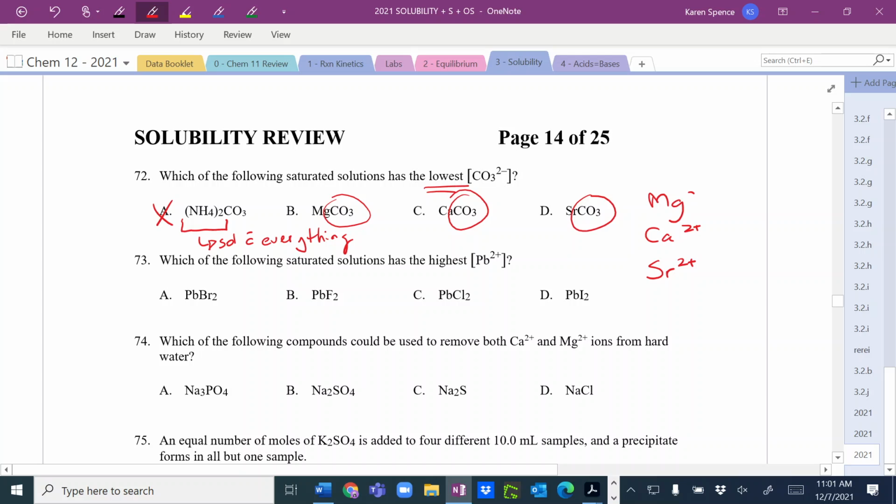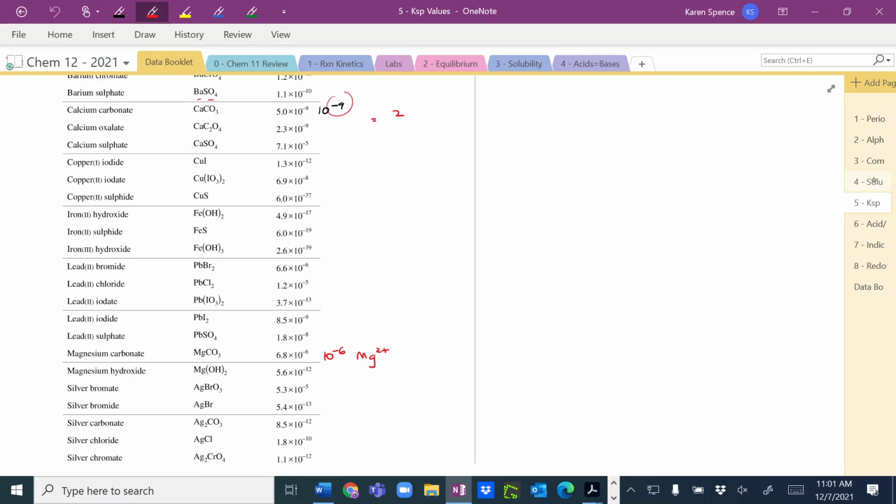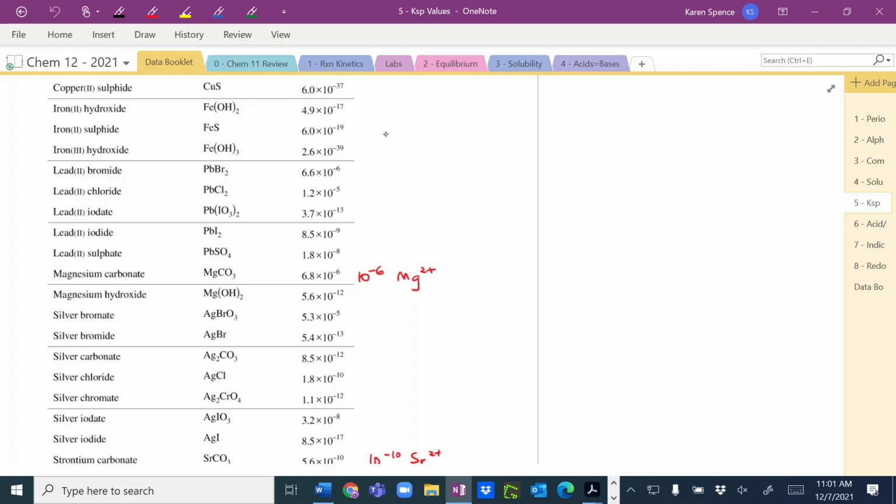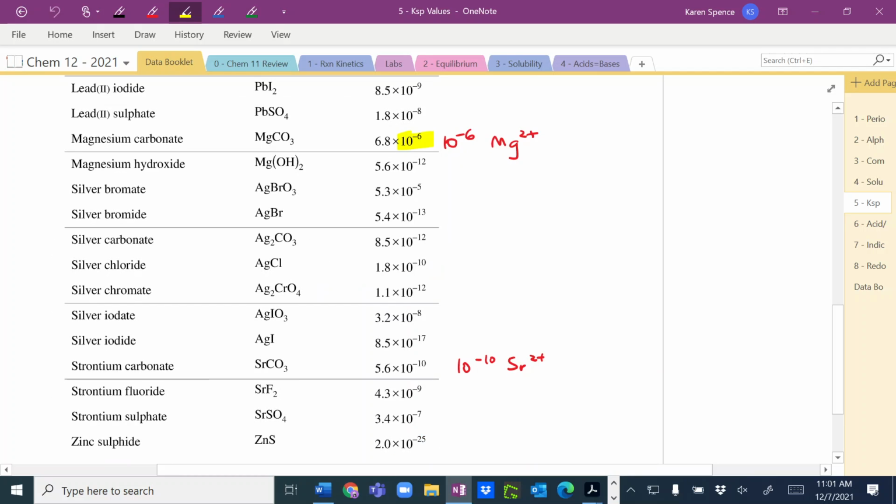If you check on your data booklet here, you will see that carbonate with magnesium, calcium, and strontium are not alkali ions, so they are part of the low solubility group. To tell the difference between them, you need to carry on to page 5, and you would see that magnesium carbonate has a KSP with a power of 10 to the negative 6, whereas strontium carbonate has a power of 10 to the negative 10 for its KSP.